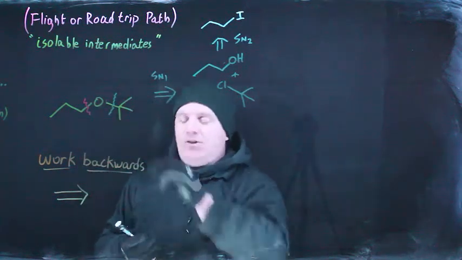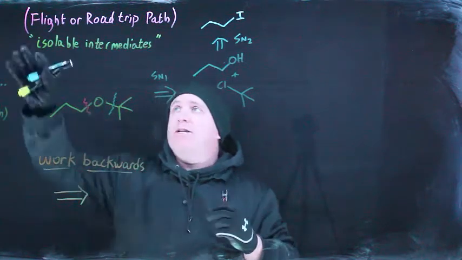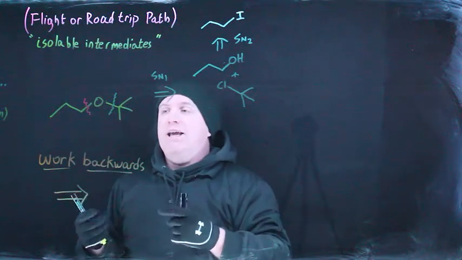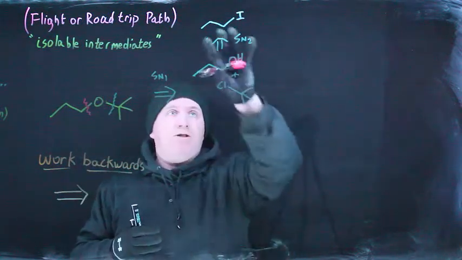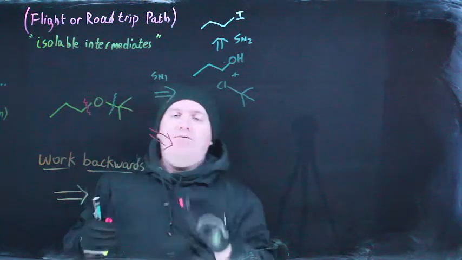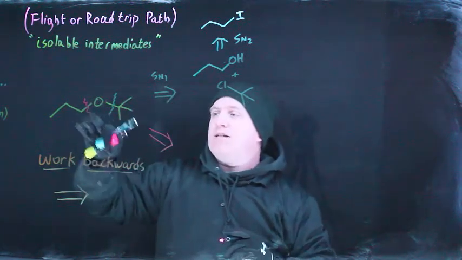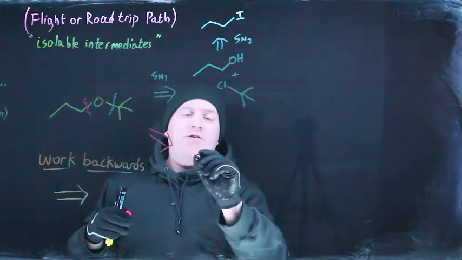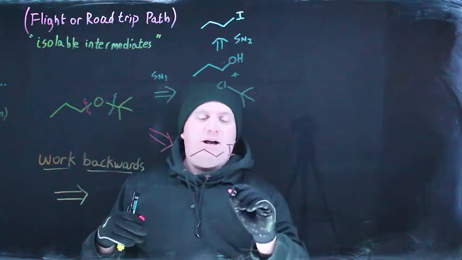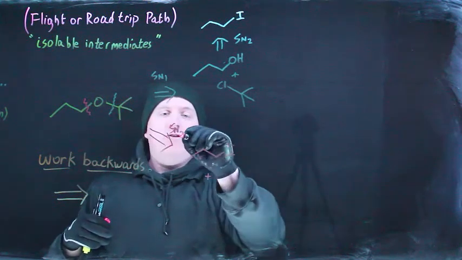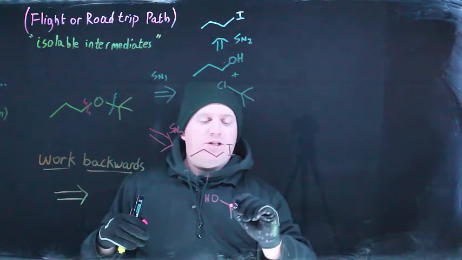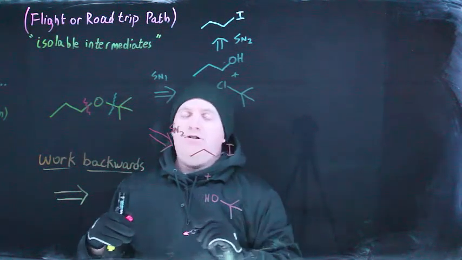But this isn't the only path, and this is kind of my point about the road trip path or the flight itinerary. There are multiple ways to get to where you want to go. One of them was to run an SN1 type path first, but you could instead choose to run more of an SN2 type path, and that's this red disconnection right there. You could imagine that if you had, say, a propyl iodide, that you could run a reaction that involved some kind of SN2 type process with propyl iodide, but using the tert-butyl alcohol, especially if you converted the tert-butyl alcohol into a better nucleophile.